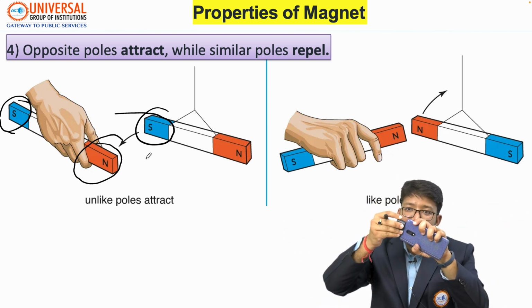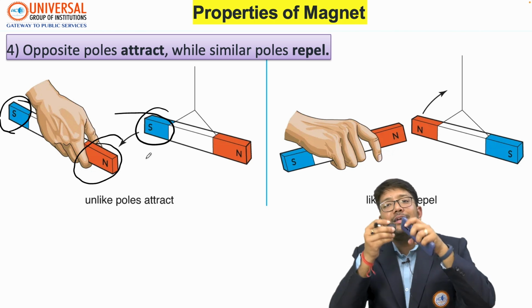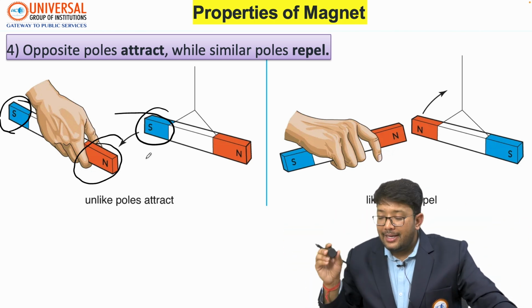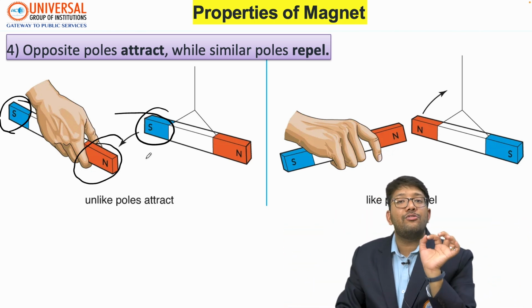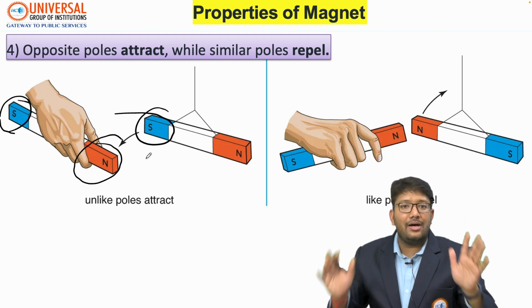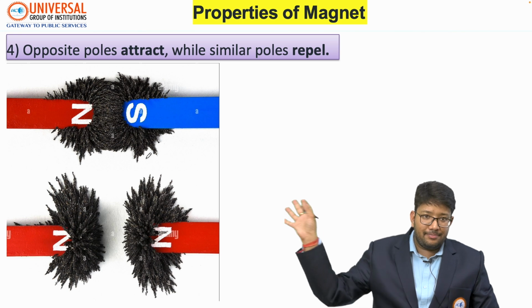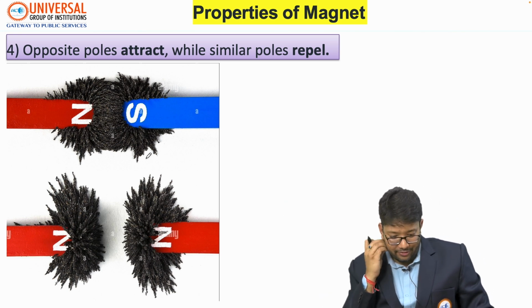Whatever you try, you can touch them, but you won't be able to. The moment you loosen your hands, it will repel you. So north and north, or south and south, will repel each other. North and south will attract each other. That is the property. Okay, a perfect example is here in front of you.